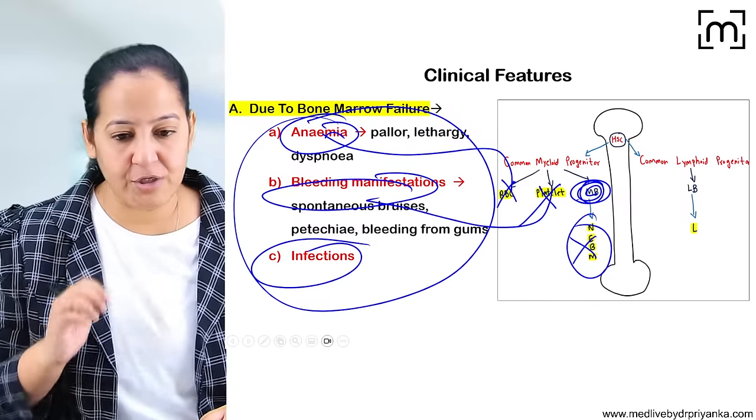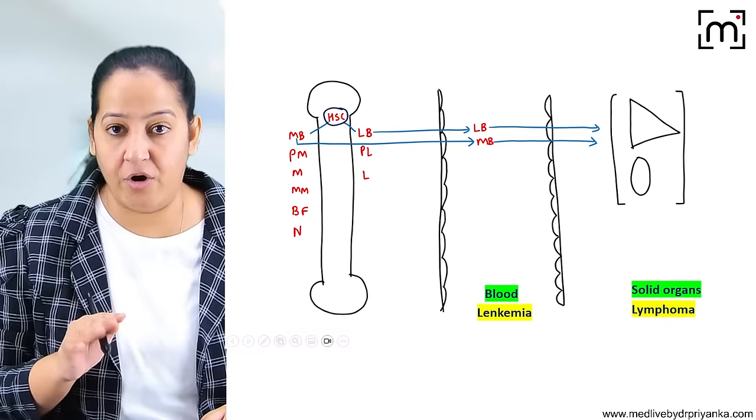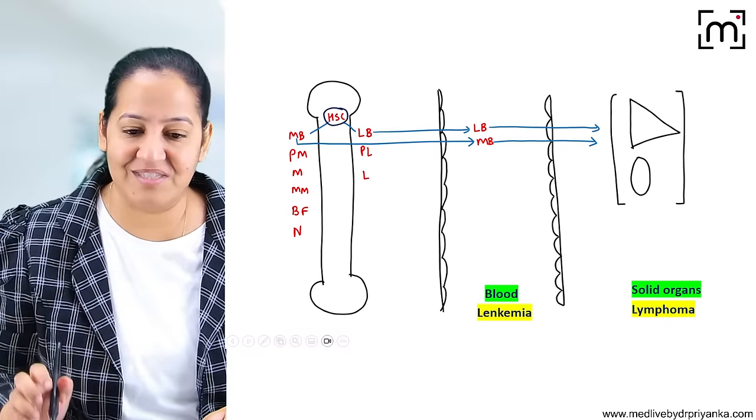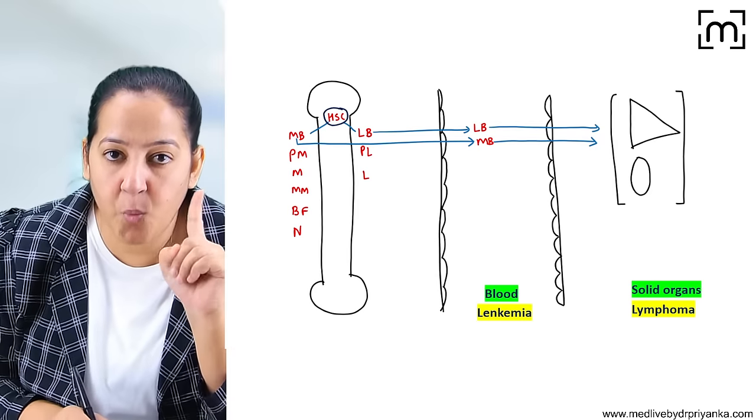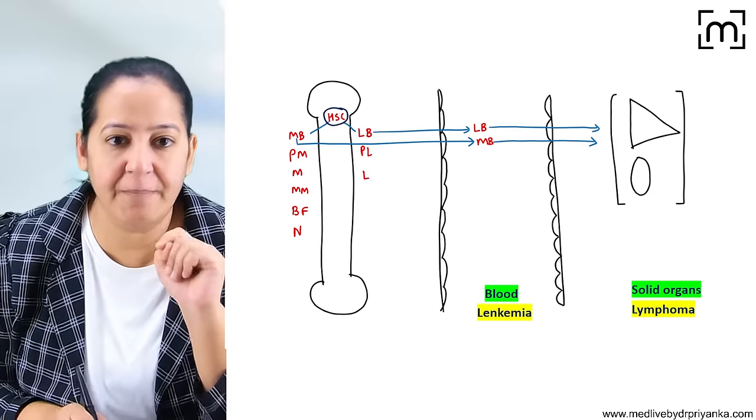You will say, ma'am, this is common, as in CML. In CML also we have this. Okay, I got it. But there is one additional feature which was not present in CML. Everyone here, listen. Let me tell you one difference between CML and AML. You tell me what is the difference.